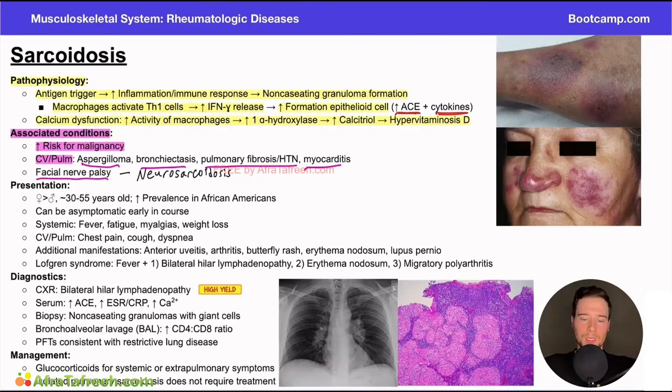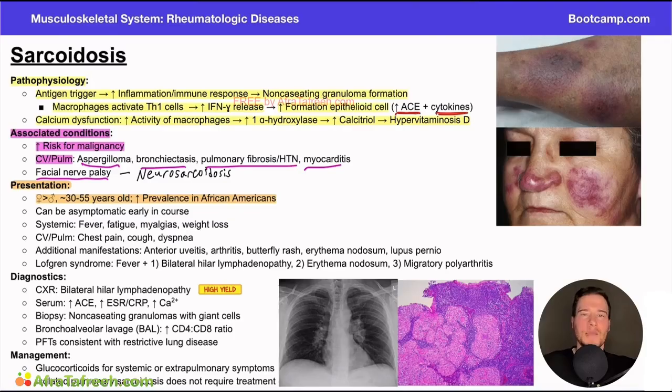Now, when we think about the presentation here, this is more common in women than men, typically in that 30 to 55 age range, and the prevalence is increased among African Americans. So sometimes early in a question stem, they will talk about whether we're dealing with a Caucasian patient or an African American patient, and they're typically telling you this because it's useful for the question stem.